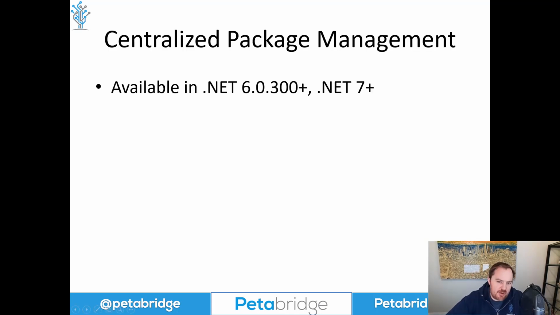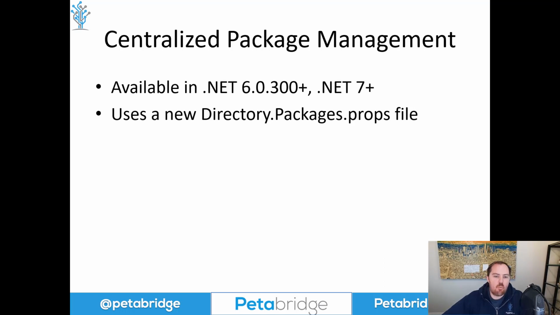So centralized package management was first made available in the .NET 6.0.3 SDK and also in all versions of .NET 7. So you need to be running on at least this version of the .NET SDK in order to take advantage of this. And what centralized package management introduces is a new Directory.Packages.props file. This is going to specify all of the different versions of all the various packages that you might use across your entire solution.